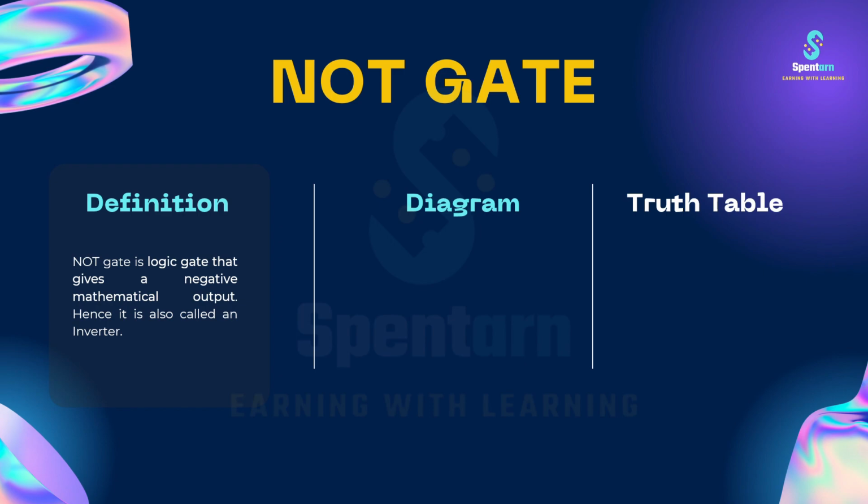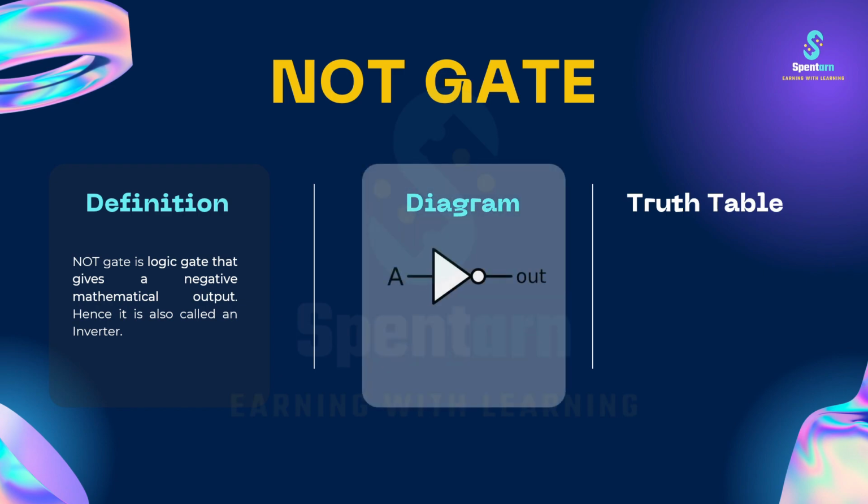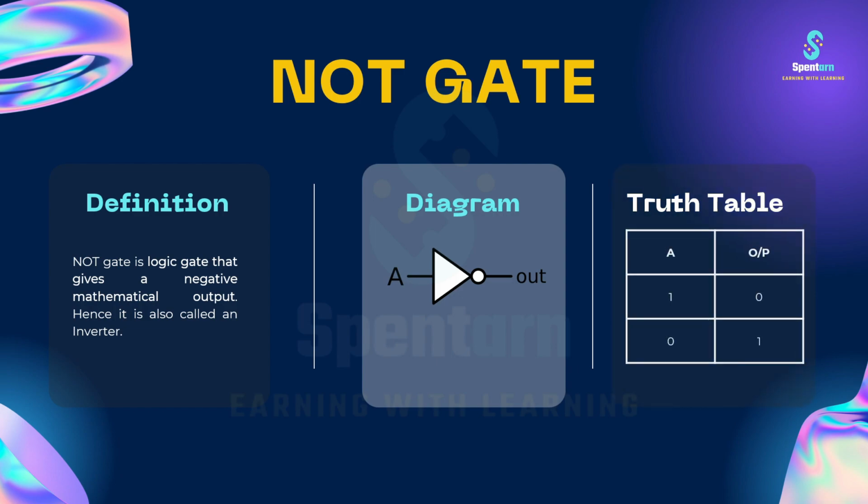The basic diagram you can see here is a triangular shape, and after that we have a ball like structure ahead of it. Here A is our input and the output is shown there. Now the truth table of it will be like this. If we are giving A as 1, the output would be 0, and if we are giving A as 0, then the output would be 1.